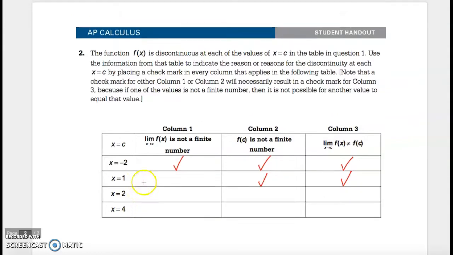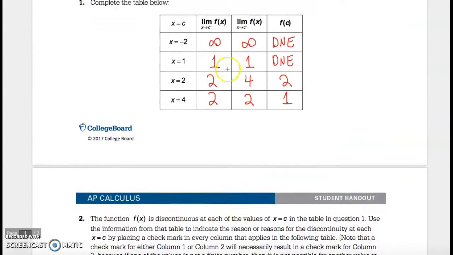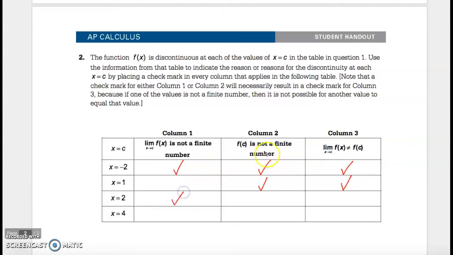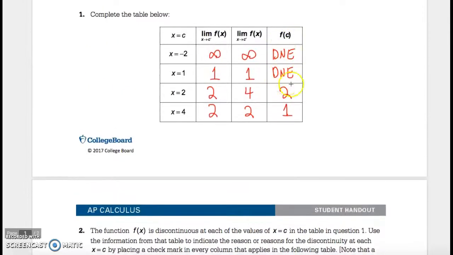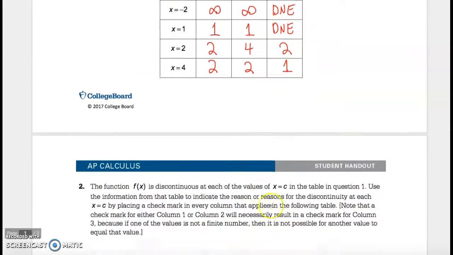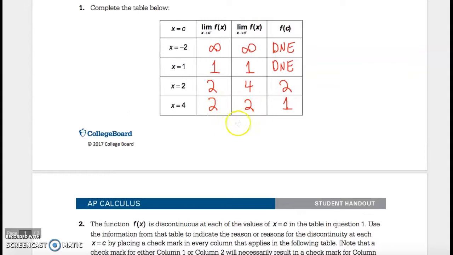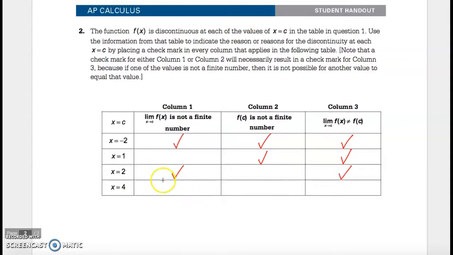All right, let's look at x equals 2. My left-hand limit and my right-hand limit both exist, but they're not the same, which means my general limit is not a finite number. And f of c is the first time we actually do get a finite number, so I can't check this column. And then obviously, if I don't have a finite limit, then they can't equal each other. Last but not least, at x equals 4, my limit exists and my point exists, so I can't check either of the first columns, but my limit does not equal what my point is.